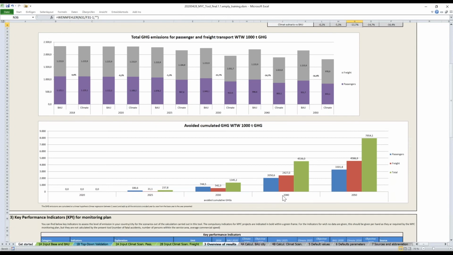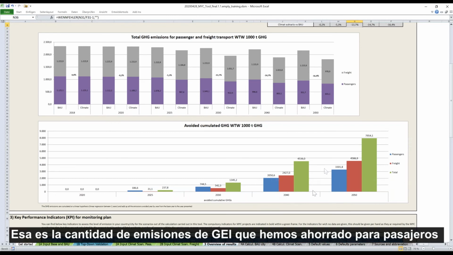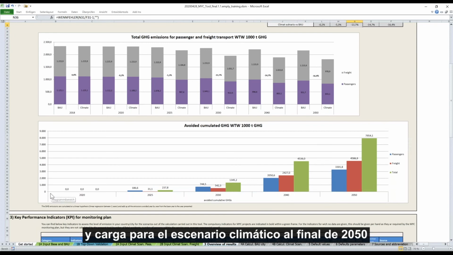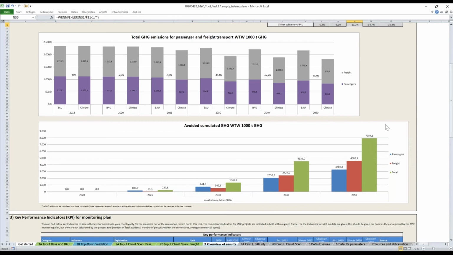And that's in green, the total, so if you want to add the two. That's the amount of GHG emissions we have saved from the two scenarios, passenger and freight, for the climate scenario, of course, at the end in 2050, when we add up the entire period.